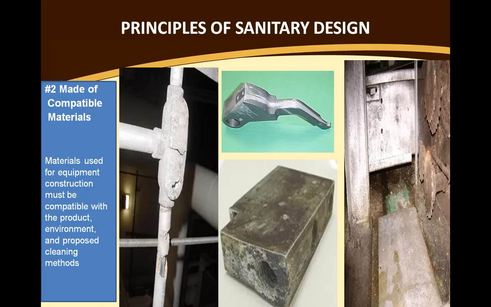The second principle: materials used for equipment construction must be compatible with the product environment and its proposed cleaning methods. The material must be corrosion resistant, non-toxic, non-absorbent, mechanically stable, and, as you can see here in some pictures of something not quite mechanically stable, easy to clean. A key example of compatible materials is that we have found that cloth belts in food manufacturing are not acceptable.